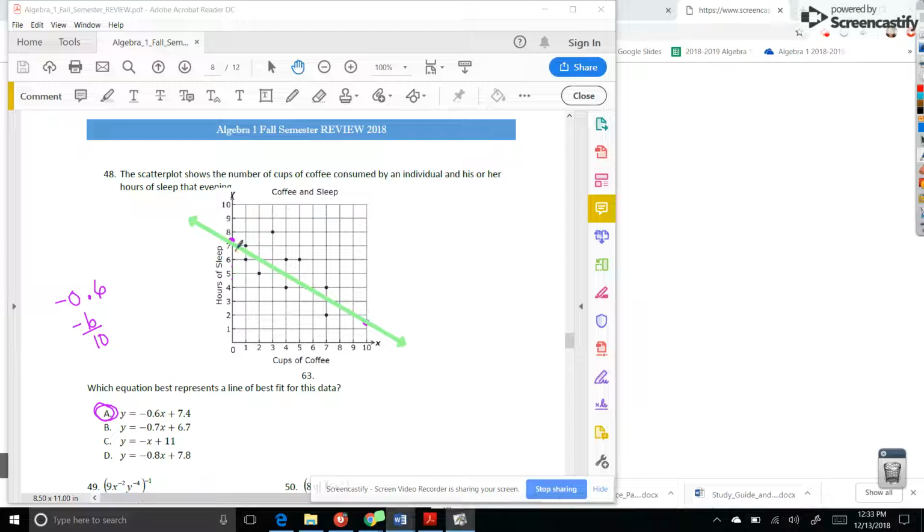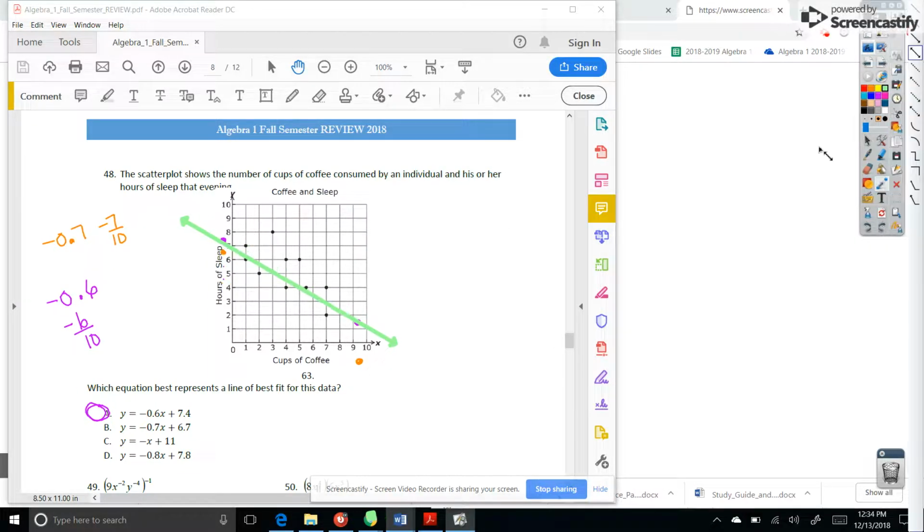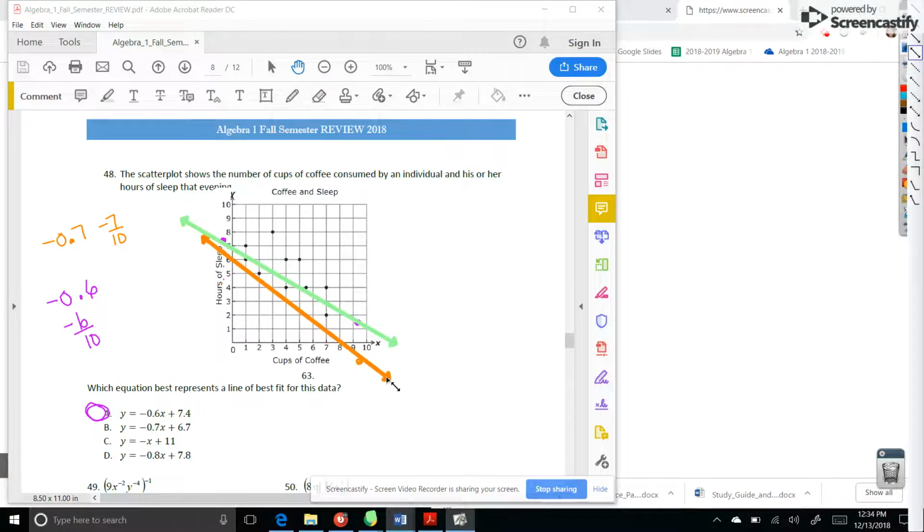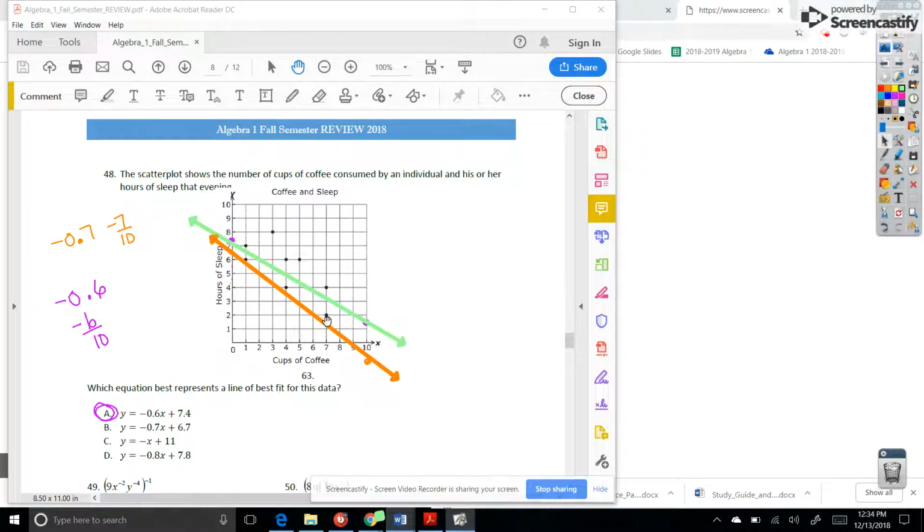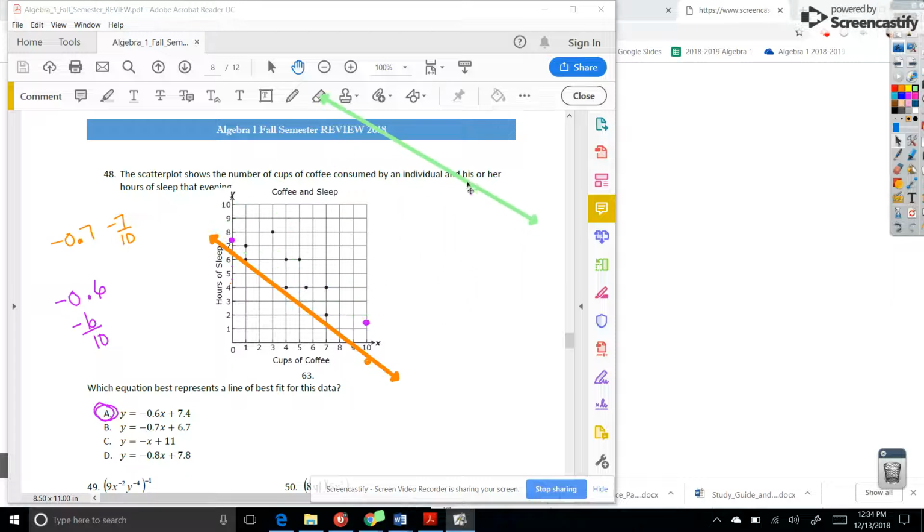So 6.7 is going to be right about there. And then my slope here is negative 0.7, which is down 7 over 10. So down 7 is 1, 2, 3, 4, 5, 6, 7 over 10. So that's about there. So you can see when I connect this here, yeah, that doesn't really model my data at all. Let me move the screen one so you can see.